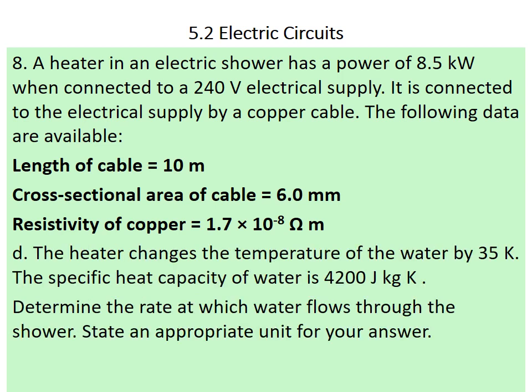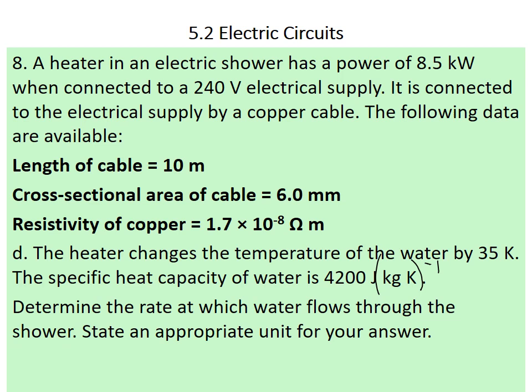And part D, this is for 5 bonus points. The heater changes the temperature of the water by 35 Kelvin. The specific heat capacity of water is 4,200 joules per kilogram per Kelvin. My apologies for that typo, joules per kilogram per Kelvin. Okay. Determine the rate at which water flows through the shower. State an appropriate unit for your answer.